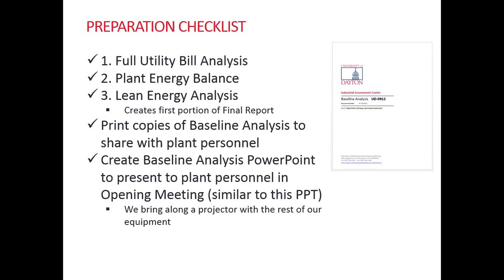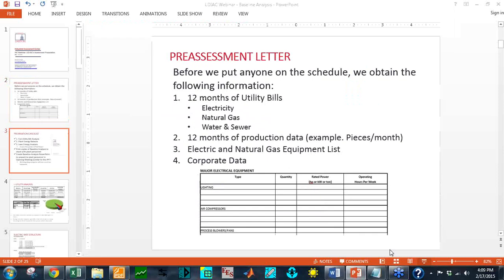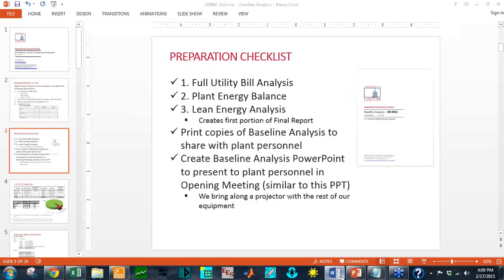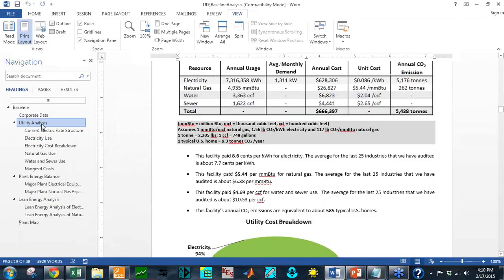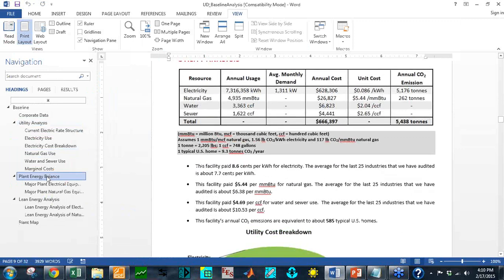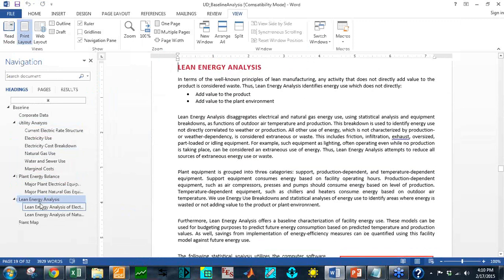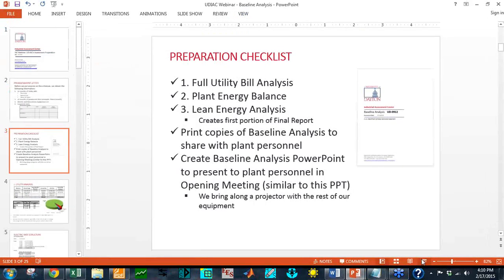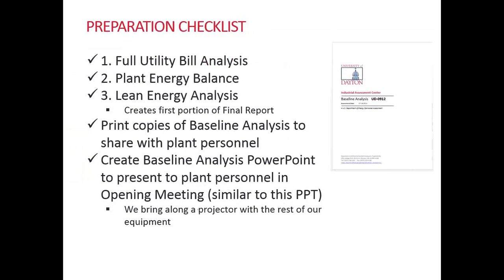One of the important things to tell you is that this creates the first portion of our entire final report. So before we even step foot in the facility, we have about 1/4 of our final report done. I was going to show you what that looks like as well. As I mentioned, we have 3 parts: the utility analysis, the plant energy balance, and the lean energy analysis. You can see this is 32 pages, so it's a pretty good chunk of our report. I would say maybe 1/4. So it's a little bit of weight off our shoulders to have that done and ready to go.